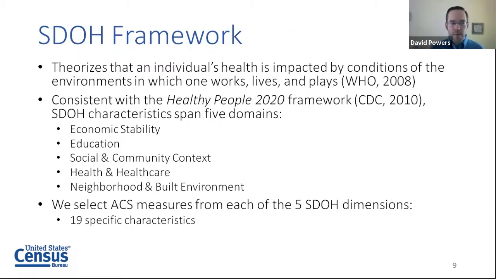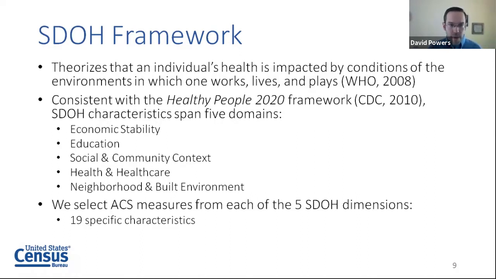To connect the emergency department visits to socioeconomic characteristics, we use a social determinants of health framework, which theorizes that an individual's health is impacted by conditions of the environment in which one works, lives, or plays. So we see at the World Health Organization 2008, consistent with the Healthy People 2020 framework, social determinants span 5 domains. So we have economic stability, education, social and community context, health and healthcare, neighborhood and built environment. We select ACS measures from each of those 5 domains, and it ends up being 19 specific characteristics.